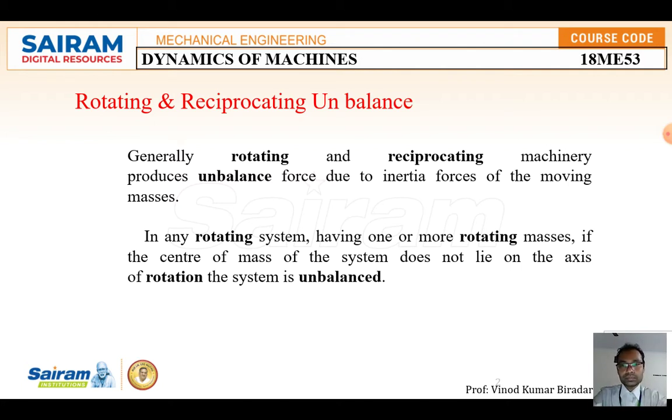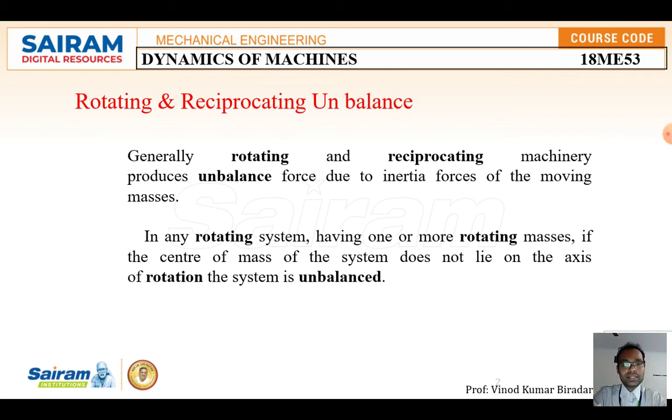Generally, the rotating and reciprocating motion of any machine component produces an unbalanced force due to the inertia forces of the moving parts. Even if you take any rotating part, a turbine blade, whatever, if unbalance takes place, it is because of the inertia forces. If wear and tear of any mechanical component takes place, there is a chance of not considering the axis of the shaft.